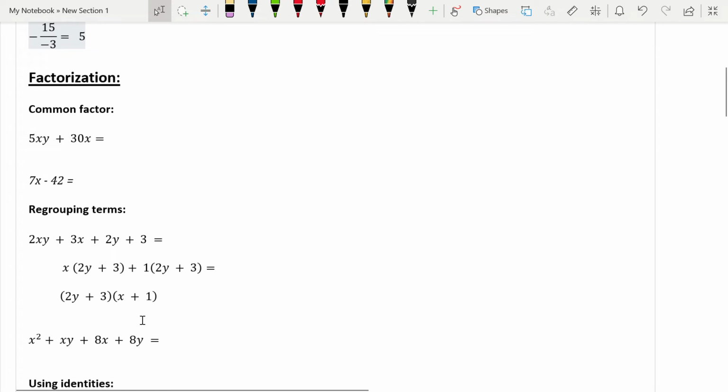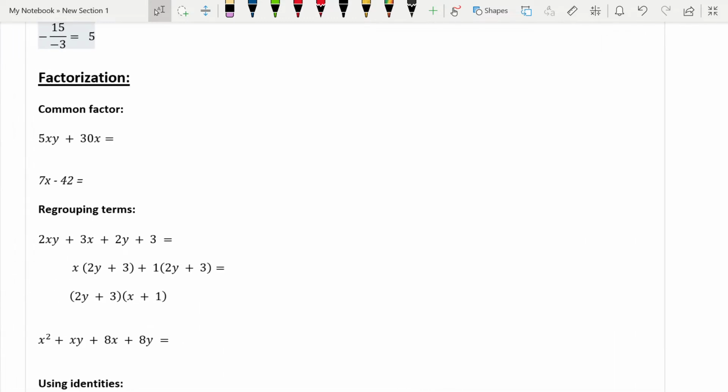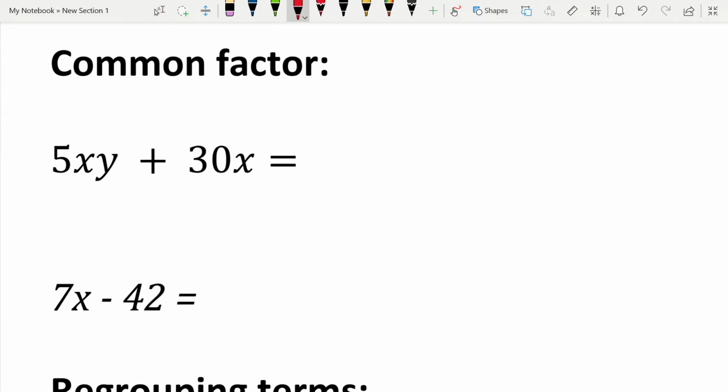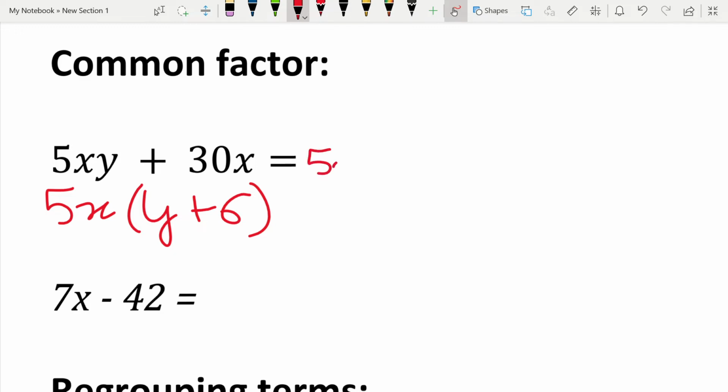Alright, factorization. The first one is common factor. Now you need to use the common factor method to figure out the answer for these. Do the first one. Alright, hope you have tried out the first one, and let's zoom in a little bit more. So what does it actually mean? 5xy plus 30x. Now we look for the common. What's common in this? We have got 5 and x as common. So we have got y plus 6. Again, we've got 5x and y plus 6 in the brackets.